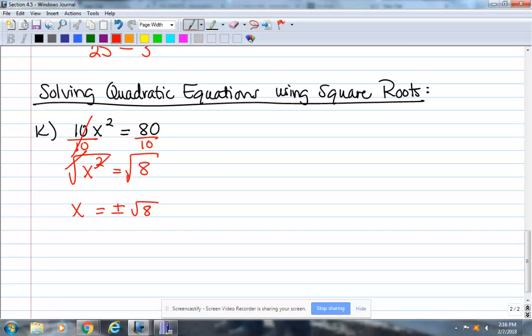Can we simplify radical 8 though? Is there a square that goes into 8? 4. So that's the last thing we have to do here, is simplify it. That's 4 times 2. And what is the square root of 4? 2. Pull it to the outside. So x equals plus or minus 2 radical 2. Final answer. So negative 2 radical 2 and positive 2 radical 2 makes 10x squared equal to 80.